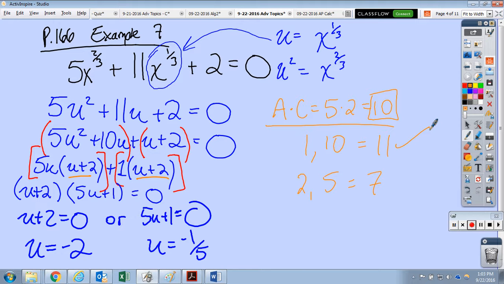So the 11u is just rewritten as 10u plus 1u, because that would equal 11. Yeah, because then it allows you to do the factoring by grouping that works out.